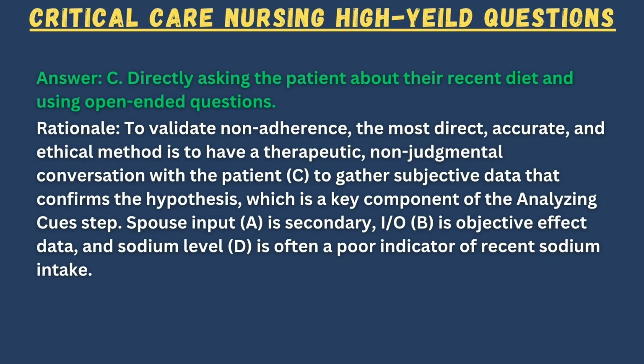Rationale: to validate non-adherence, the most direct, accurate, and ethical method is to have a therapeutic, non-judgmental conversation with the patient, to gather subjective data that confirms the hypothesis, which is a key component of the analyzing cues step. Spouse input (A) is secondary, I&O is objective effect data, and sodium level (D) is often a poor indicator of recent sodium intake.